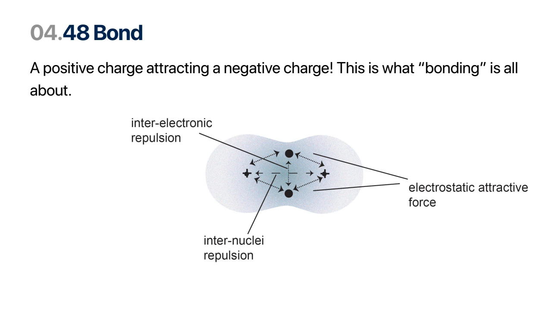So it's kind of like this nucleus is trying to attract all these electrons towards itself, but it's also trying to push away the nucleus of the other atom. So they all end up locking into place in this fixed position, which we call a covalent bond.